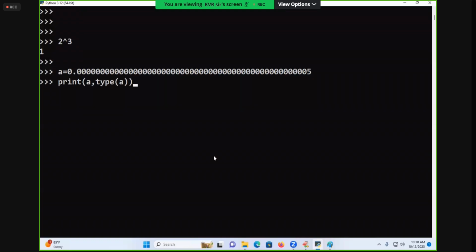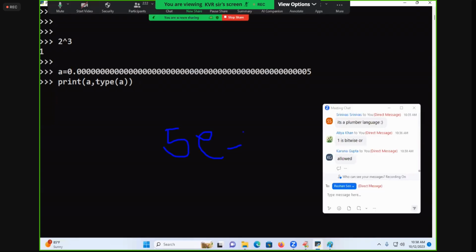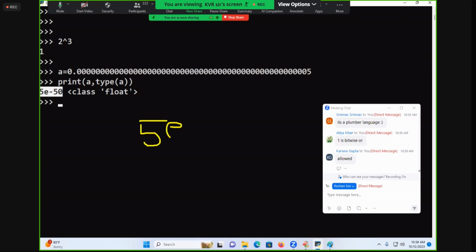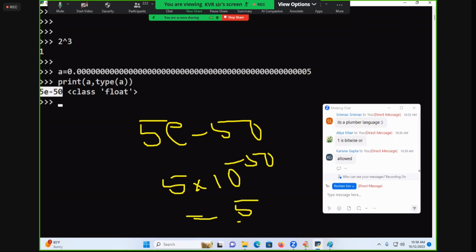Print that value, my dear students. It is printed in the form of scientific notation. How is it printed? 5e minus some 52 or 56, based on the number of zeros. This 5 is going to be there. See that now? 5e minus 50. What is the meaning of 5e minus 50? 5 into 10 to the power of minus 50. That is equal to 5 by what?